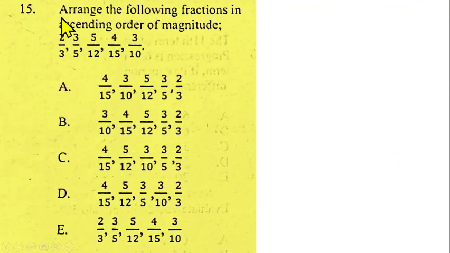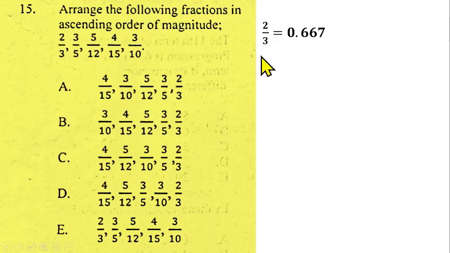Question number 15 is from fractions. In this case, we have to arrange the following fractions in ascending order of magnitude. So we are given 2/3, 3/5, 5/12, 4/15, 3/10. We have to arrange them in ascending order. The best way to go about it is to change each of them to decimal numbers, so that we'll know which one is bigger than the other.